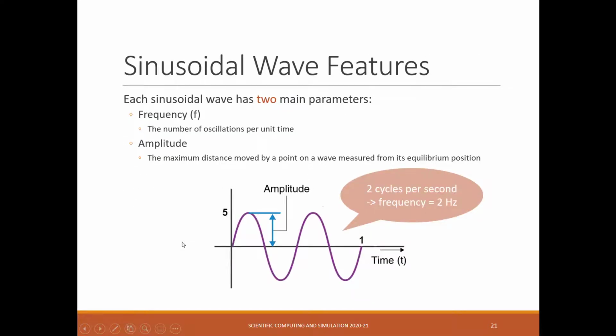In mathematics, any sinusoidal wave is defined using 2 main parameters: frequency and amplitude. Frequency represents the number of oscillations of a wave per second. Amplitude is the maximum distance moved by a point on a wave starting from its equilibrium position. For instance, the frequency of the sine wave shown here is 2, and its amplitude is equal to 5.